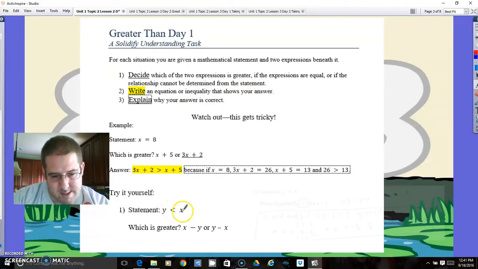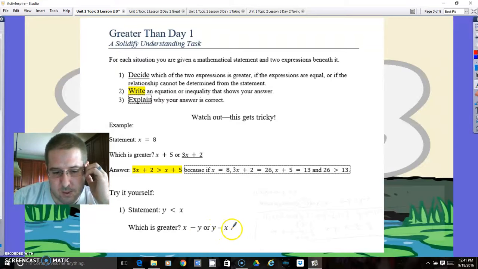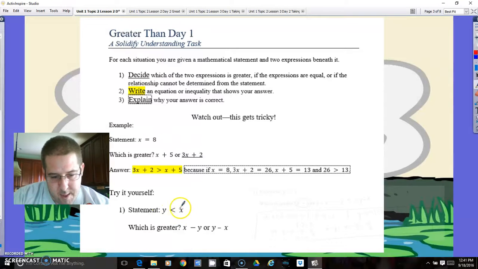So if I told you y is less than x, and then I said x minus y or y minus x, which one's got to be greater? Well, if y is the lesser number, y is less than x, and that means x has to be a greater number. A greater number minus a smaller number is always going to be a positive answer. But a smaller number minus a bigger number is always going to give you a negative answer. So it can be determined which one is greater.